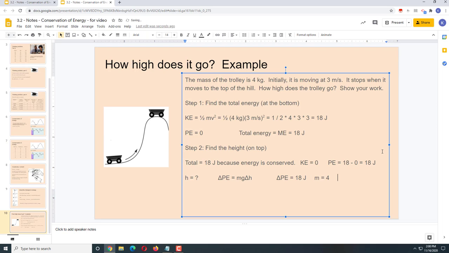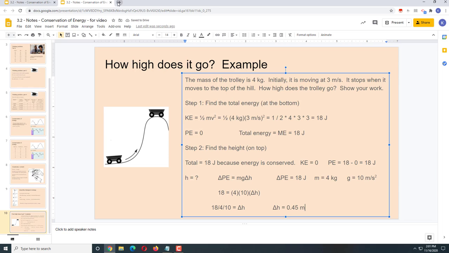Mass is 4. G on Earth is about 10 meters per second squared. So in our formula, we have delta PE, which is 18 joules. It's going to be 4 times 10 times delta H. Divide both sides, and we get 18 divided by 4 divided by 10. So delta H is going to be 18 divided by 4 is 4.5. Divided by 10 is 0.45 meters.